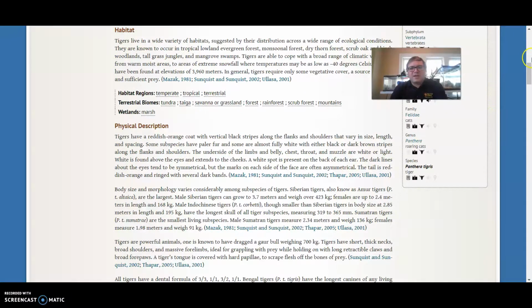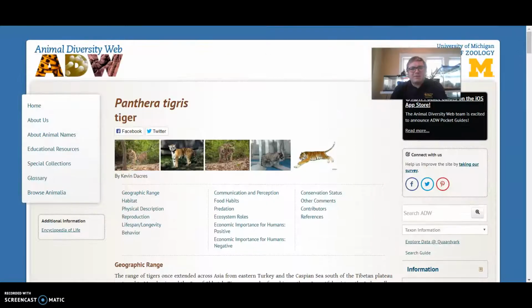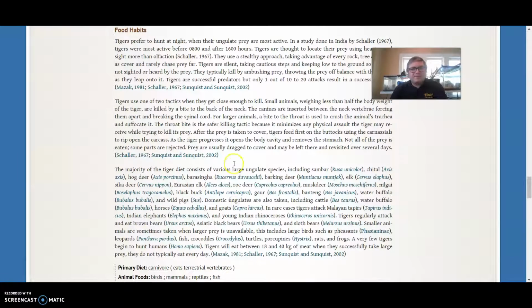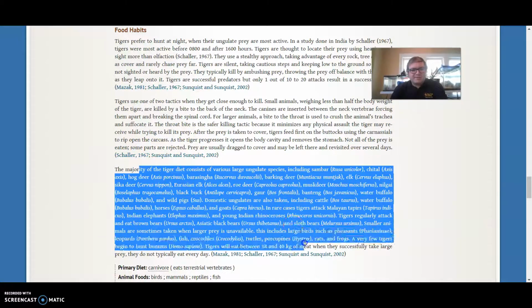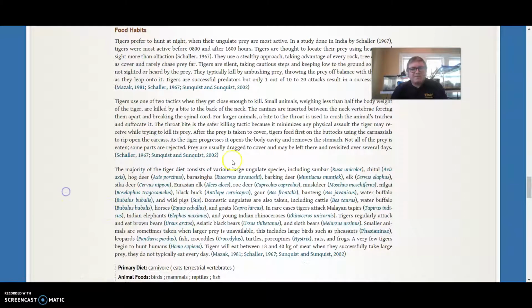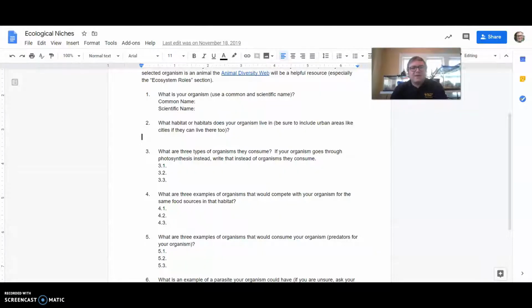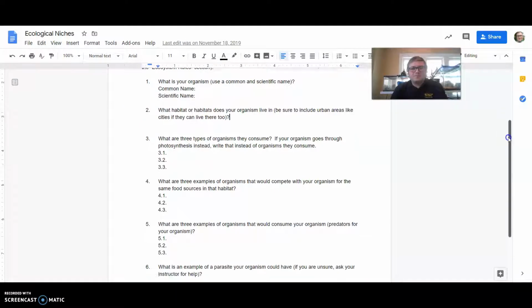So again, if you're looking at the ADW website, if you have an animal and that's what you're looking at, if you look here under food habits, sometimes the entries can be a little bit long. It depends on the animal, but they'll talk about some of the animals that are eaten. So here's a long list of different types of animals that tigers eat. So again, you can think about that for part of it.